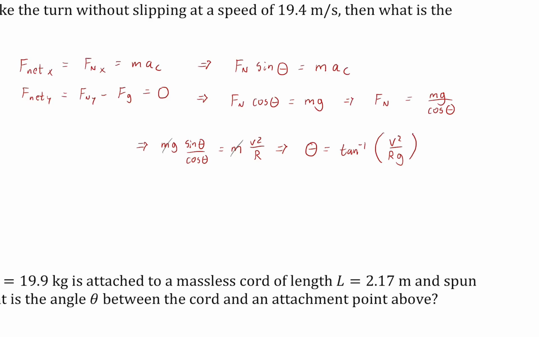Okay, and then we're just going to go ahead and note that sine theta over cosine theta is just tangent. And then I'm, after all, solving for theta. So all I need to do is rewrite this as tangent theta, and then isolate the theta inside of the tangent, which means taking tangent inverse of v squared over r times g. So v squared over rg, all inside the inverse tangent.